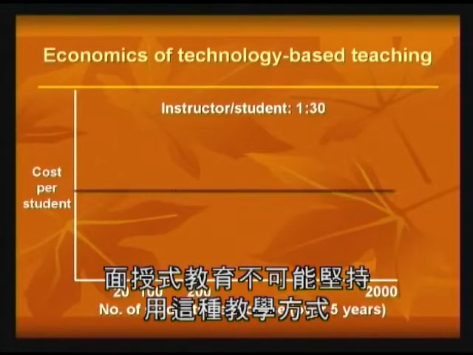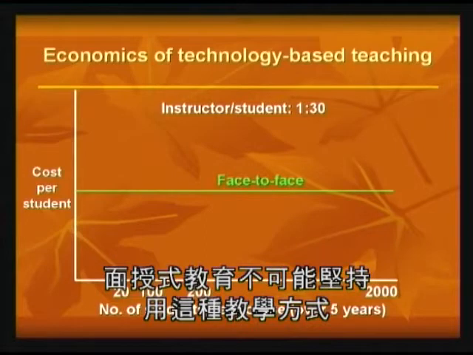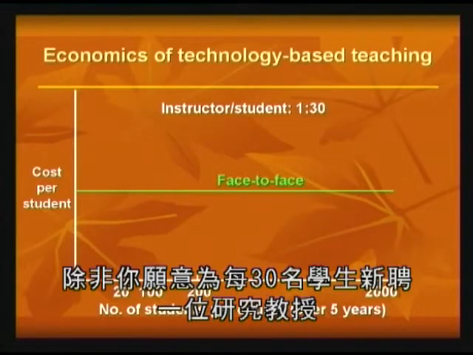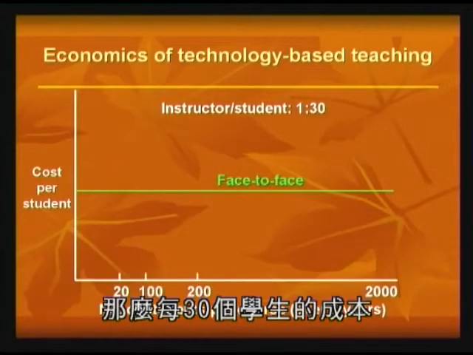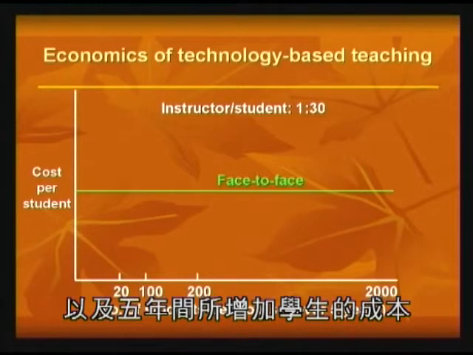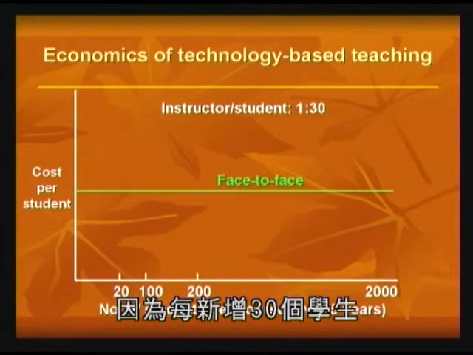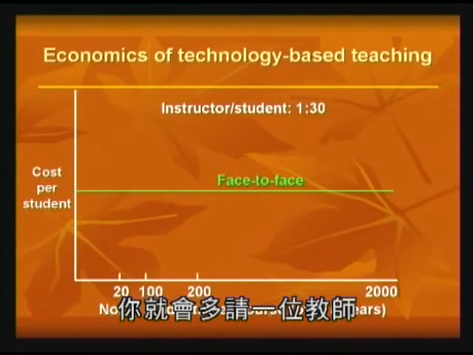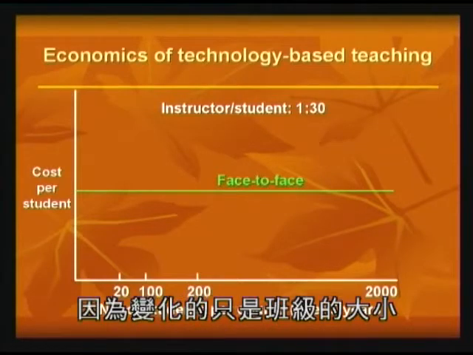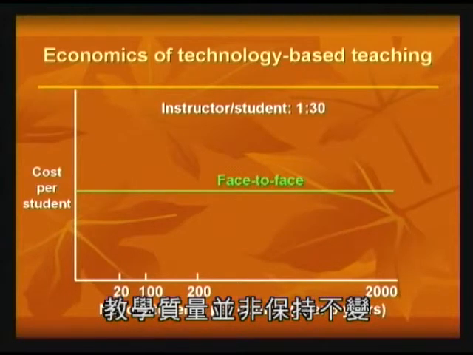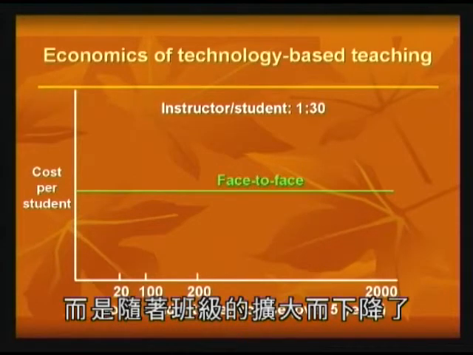Well, for face-to-face teaching, if you were to hire a new research professor for every 30 students in a class, and this doesn't happen, then your cost per student, per 30 students, as you increase students, would stay the same over 5 years, because every time you have another 30 students, you hire another instructor. It doesn't happen that way though, because as I said, what's been happening, we've been increasing class sizes. And so what we've had is not a constant quality, but a drop in quality as class size has gone up.